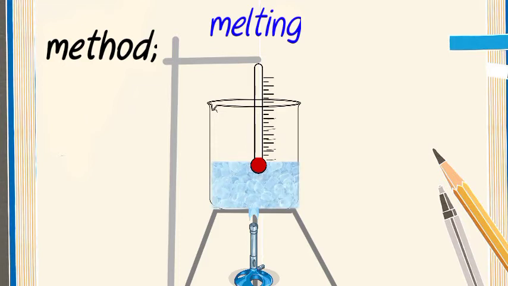Start heating the beaker on a low flame. Note the temperature of the ice when it starts melting. Note the temperature of the ice at regular intervals of 1 minute.